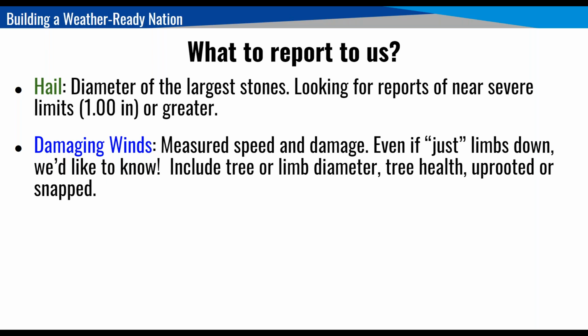Damaging winds, measured speed. If you have an at-home weather station and you're able to take some sort of measured speed, or damage from damaging winds. Even if it's just limbs down, we'd like to know that. Also include the tree or limb diameter, the tree health. Was this a tree that was already on its way out that got knocked over, or was this a healthy oak that's been very well established and should not have limbs snapped from, particularly uprooted or snapped.